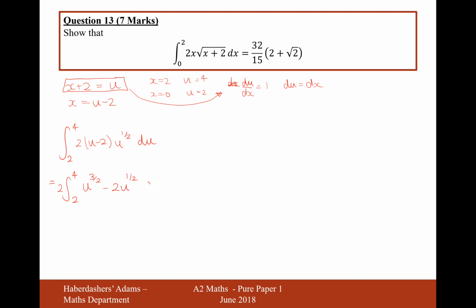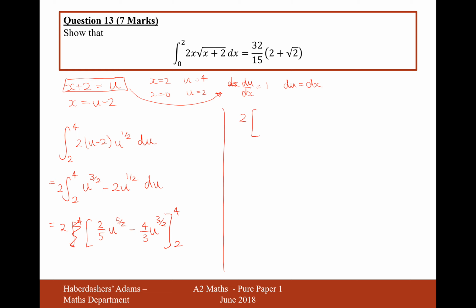And now it's just a bit of first year integration, so let's do the integration now. It's going to be 2 multiplied by, now we increase the power by 1, divide by the new power, so it's 2/5 u to the 5 over 2 minus, and then it's going to be u to the 3 over 2, and then divide by the new power, so it's going to be 4 over 3, between the boundaries of 4 and 2.